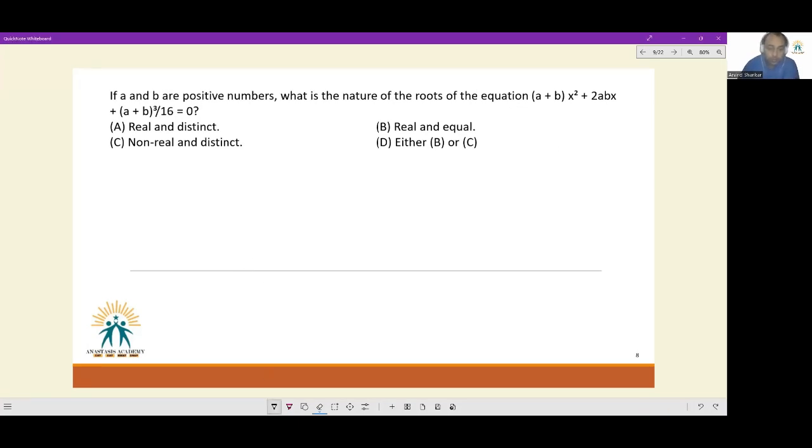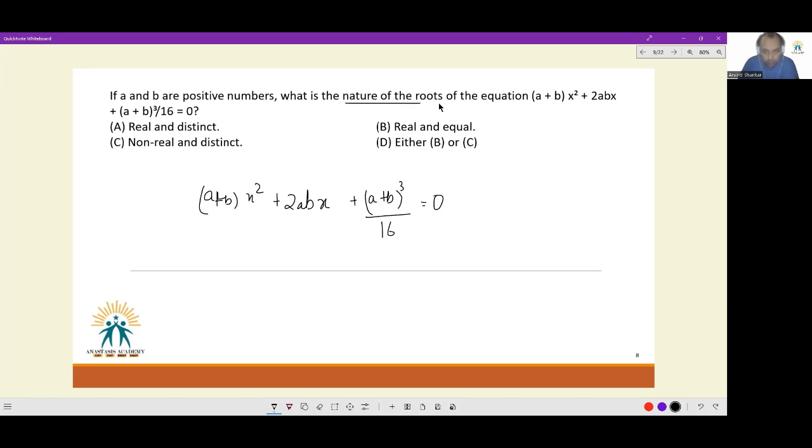Okay, the second part of the solution now. If a and b are positive numbers, what is the nature of the roots of the equation (a plus b) x square plus 2abx plus (a plus b) whole cube divided by 16 is equal to 0?